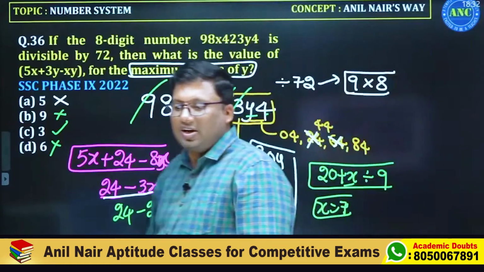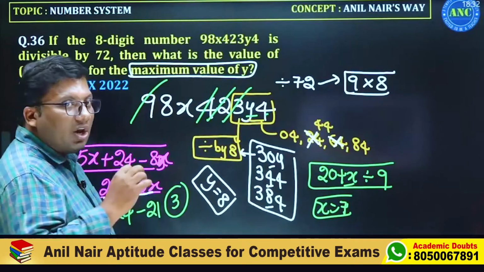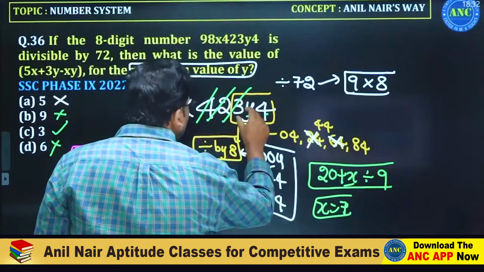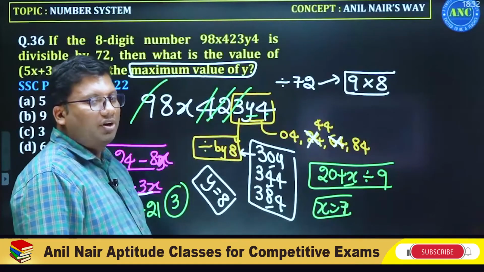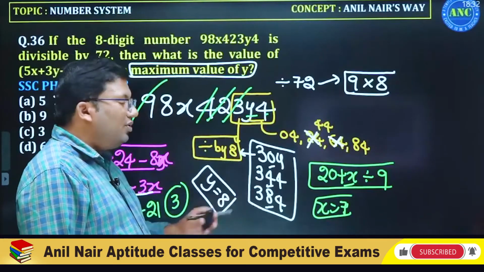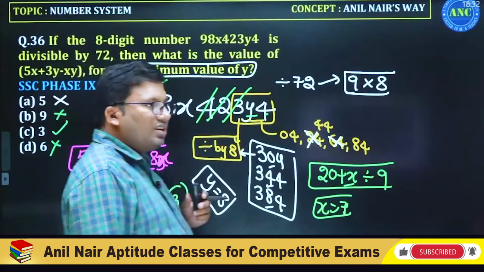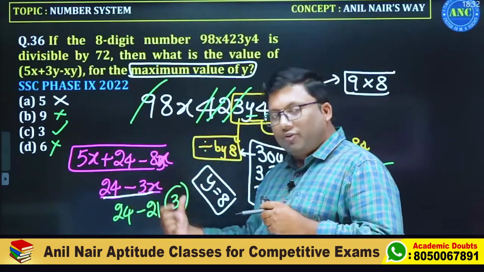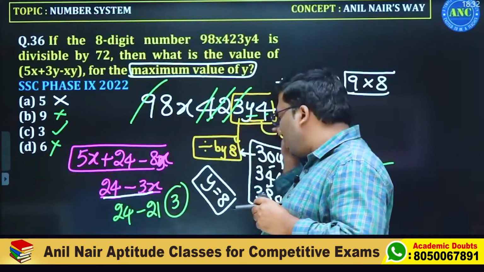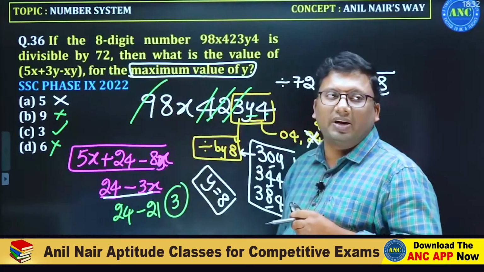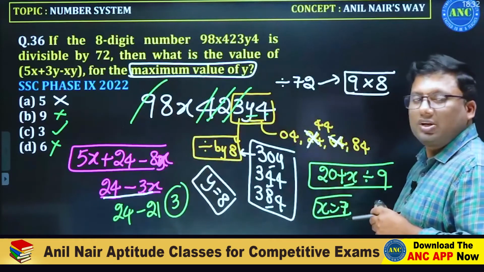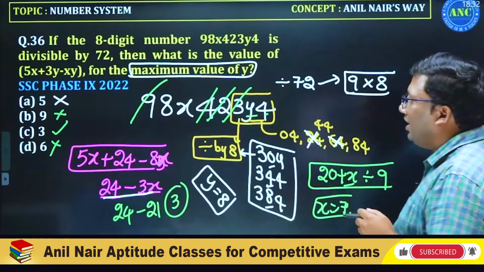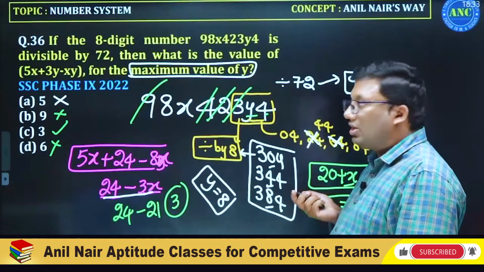Very good question, though logically a little time consuming. First, I found the maximum value of y which makes 3y4 divisible by 8. The value I got is 8. Wherever y is there, I substituted 8, so this becomes 24 minus 3x. The sum of the digits should be divisible by 9, so I got 20 plus x divisible by 9. x will be 7. I hope the idea is clear. The answer for this question is 3.